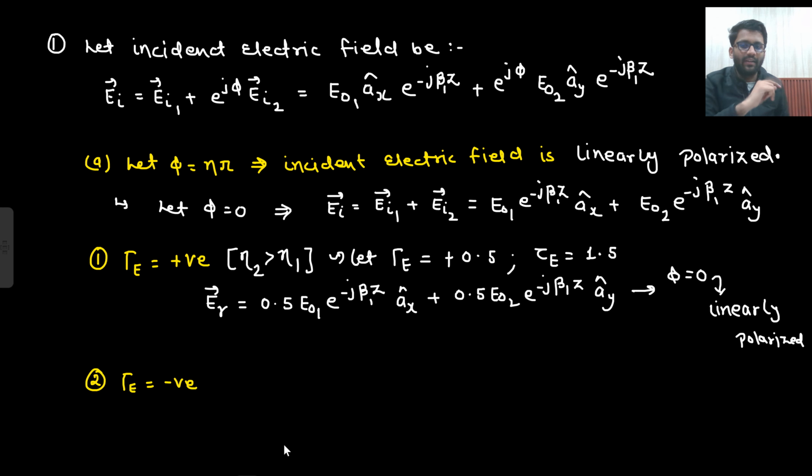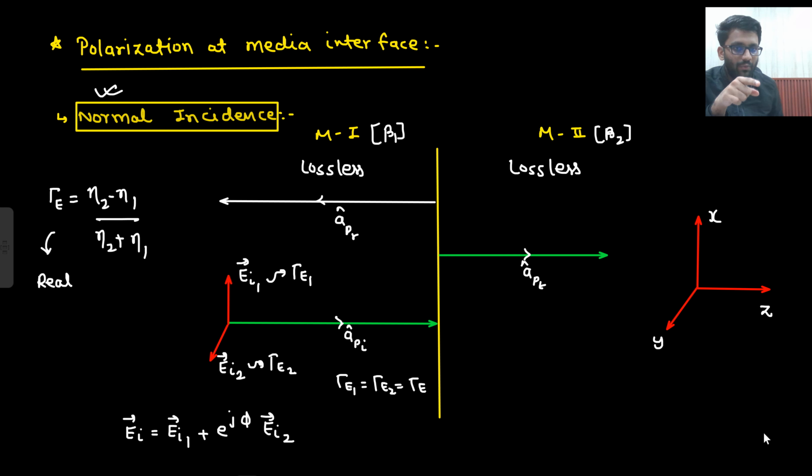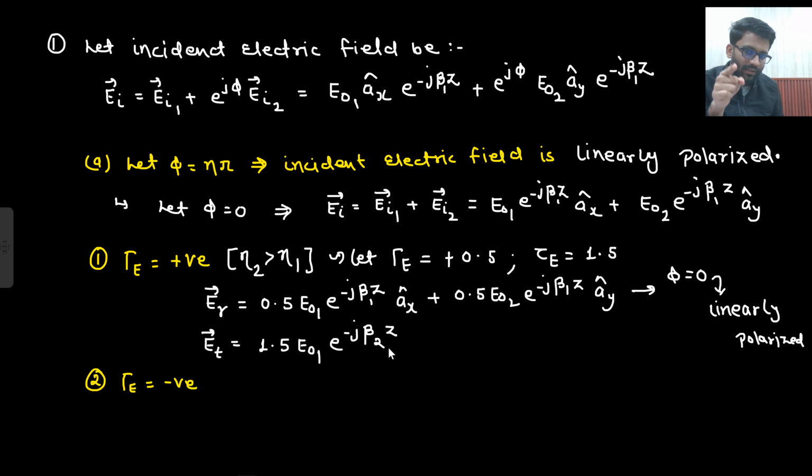But this is only the reflected wave we have seen. What about the transmitted wave? What will be your transmitted wave? 1 multiplied by 1.5 with E naught 1. What is the direction of wave propagation? That is plus Z only. But here I will write beta 2, because the wave is going into medium 2. So e to the power minus j beta 2 z cap.